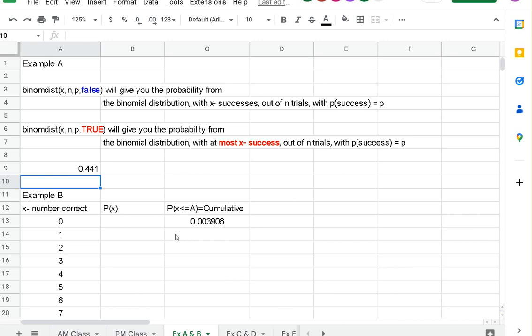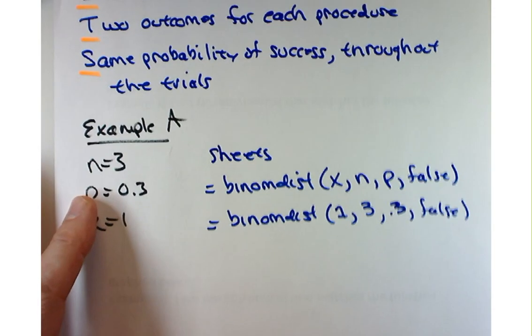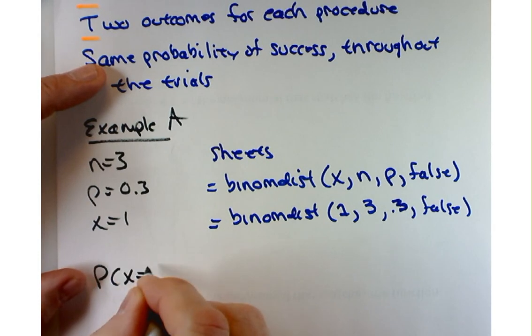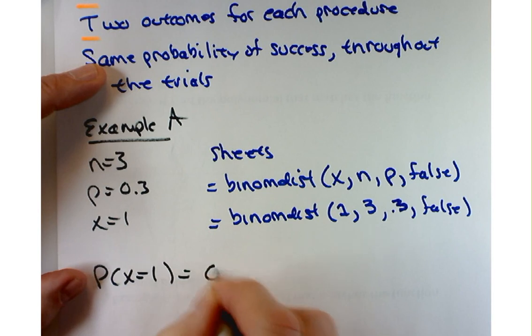Let's keep going with some more here and move on to example B. How do you want us to write the answer? All right, good question. So the probability that x equals 1 is 0.441.